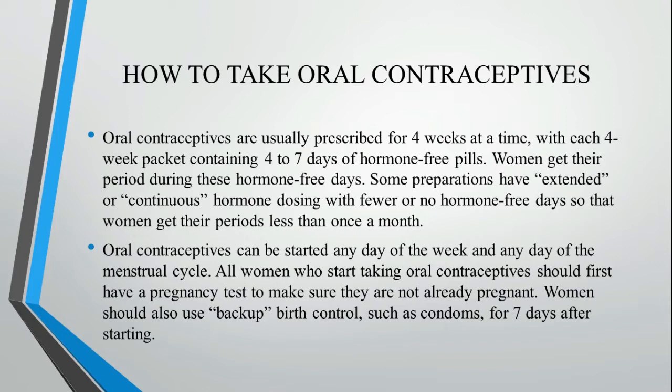Oral contraceptives can be started at any day of the week and any day of the menstrual cycle. All women who start taking oral contraceptives should first have a pregnancy test to make sure they are not already pregnant. Women should also use backup birth control, such as condom, for 7 days after starting. This is important to give the drug time to start working effectively.